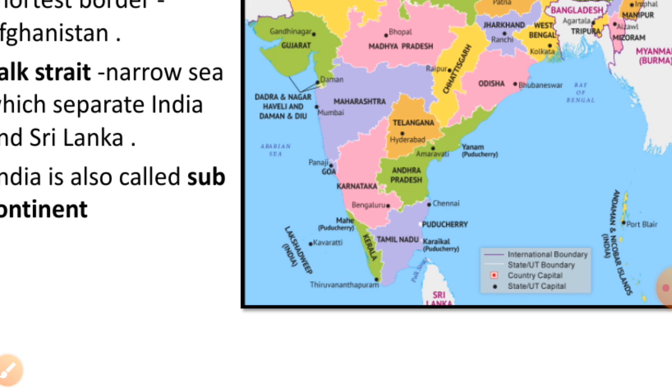India's largest border is with Bangladesh, that is 4,156 kilometers, and shortest border with Afghanistan, that is 106 kilometers. India and Sri Lanka is separated by narrow sea which is called Palk Strait. Along with all these countries, that is Nepal, China, Bhutan, Bangladesh, Myanmar, Sri Lanka, Afghanistan, India is also called subcontinent.